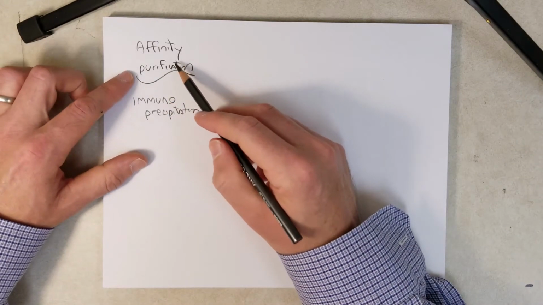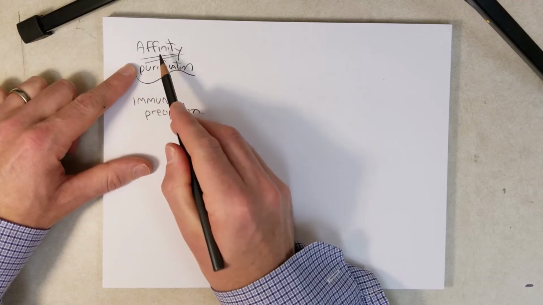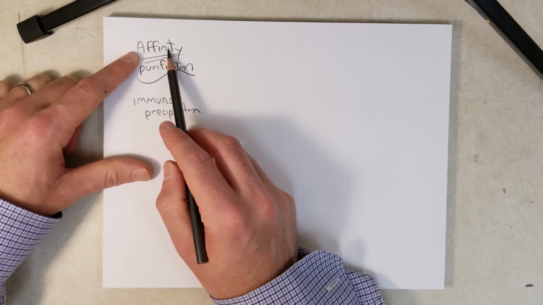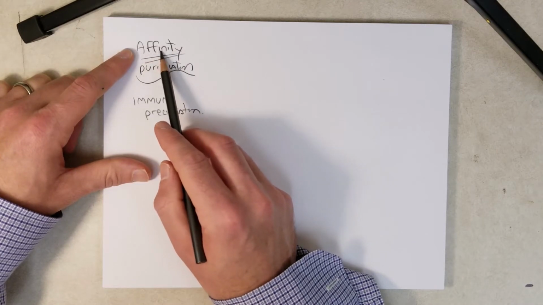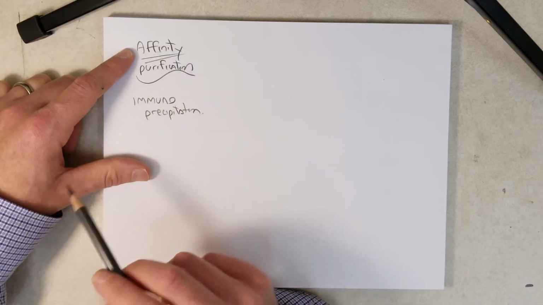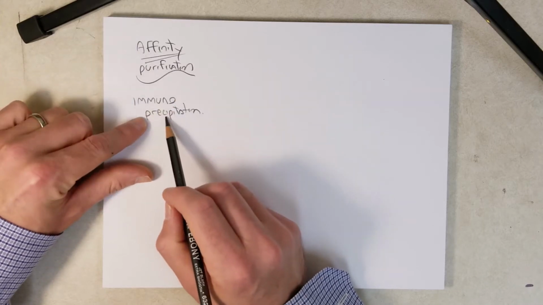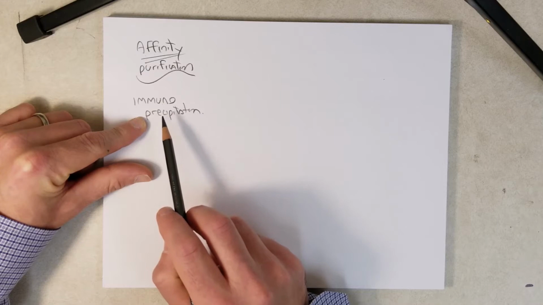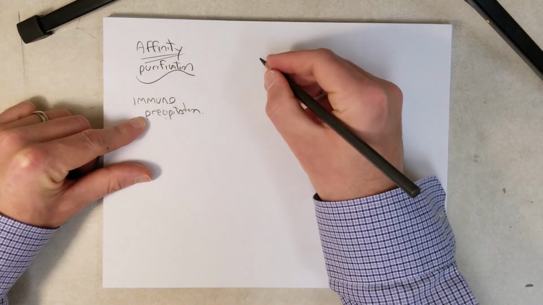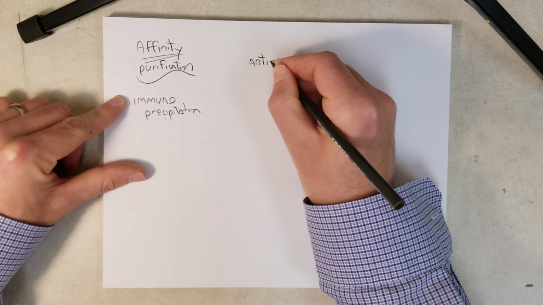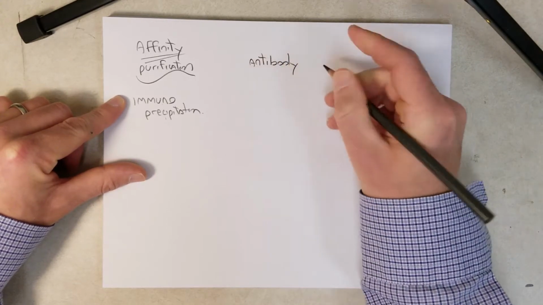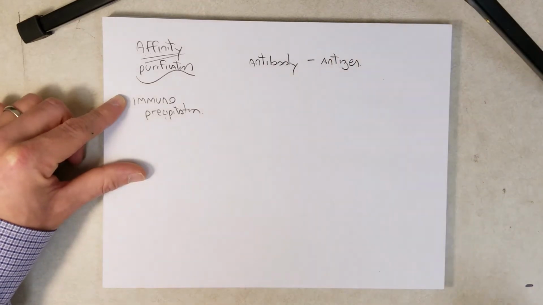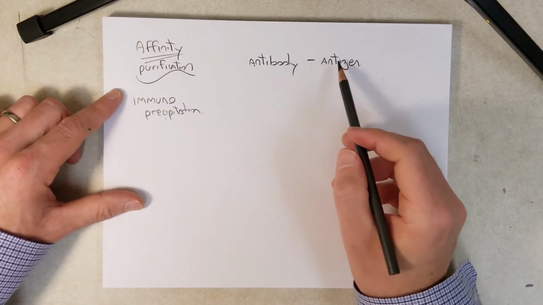So affinity purification, essentially, this type of purification is based on an interaction between molecules. This affinity is talking about interaction between two molecules. And with immunoprecipitation, with this form of affinity purification, what we would use is an antibody and an antigen. So antibodies are in our immune system, and they recognize antigens.